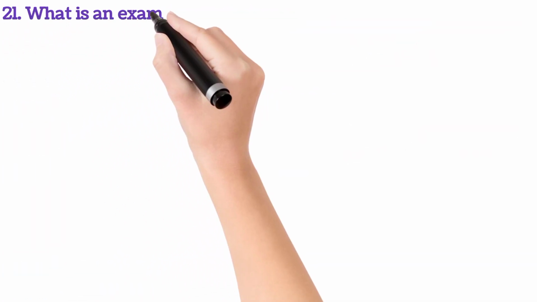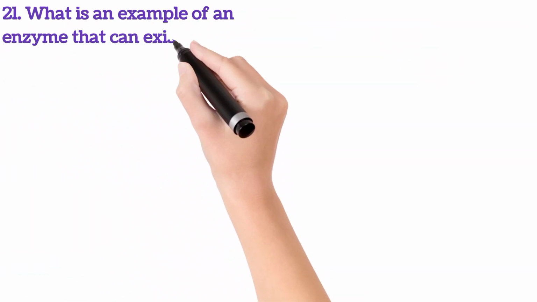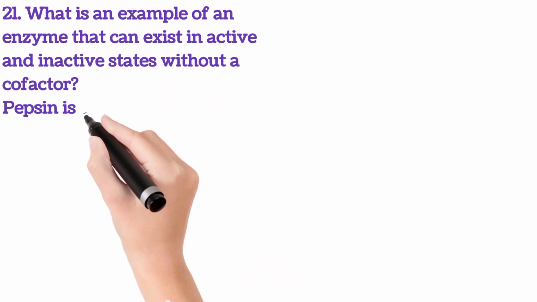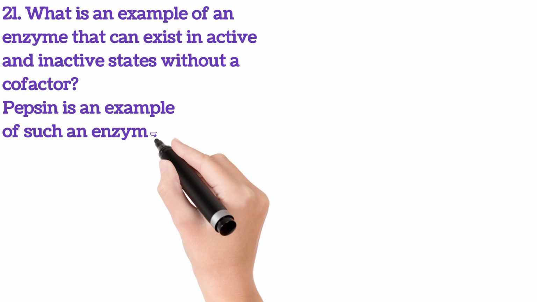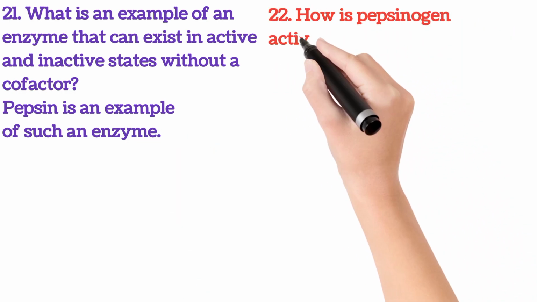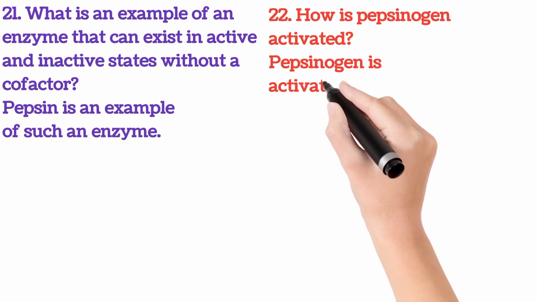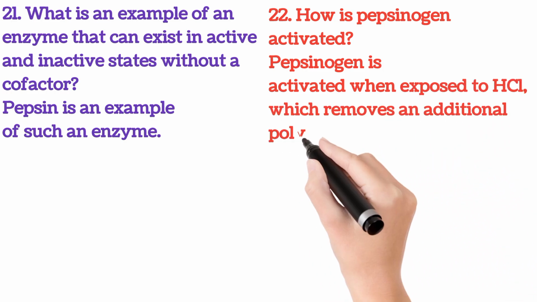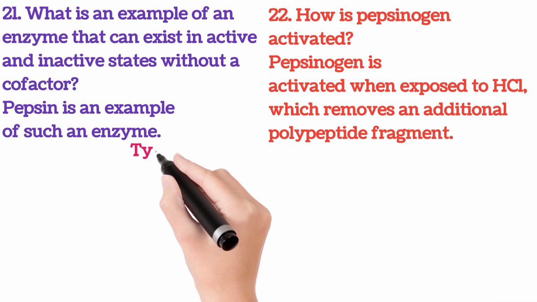21. What is an example of an enzyme that can exist in active and inactive states without a cofactor? Pepsin is an example of such an enzyme. 22. How is pepsinogen activated? Pepsinogen is activated when exposed to HCl, which removes an additional polypeptide fragment.